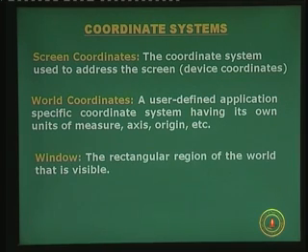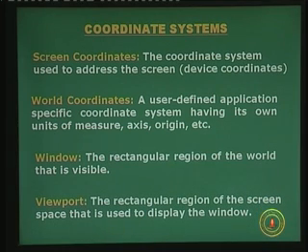And you have a window based coordinate system. It is a rectangular region of the world or the screen that is visible, and it has its own units, basically again in pixels in most cases. And of course, you have a viewport on the window, which is a rectangular region of the screen space that is used to display the window. So you have a window of the world, I should say, and a viewport on the screen.